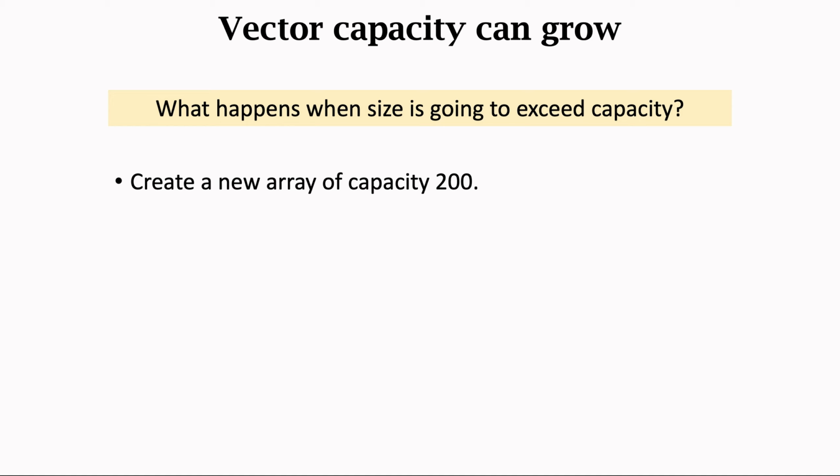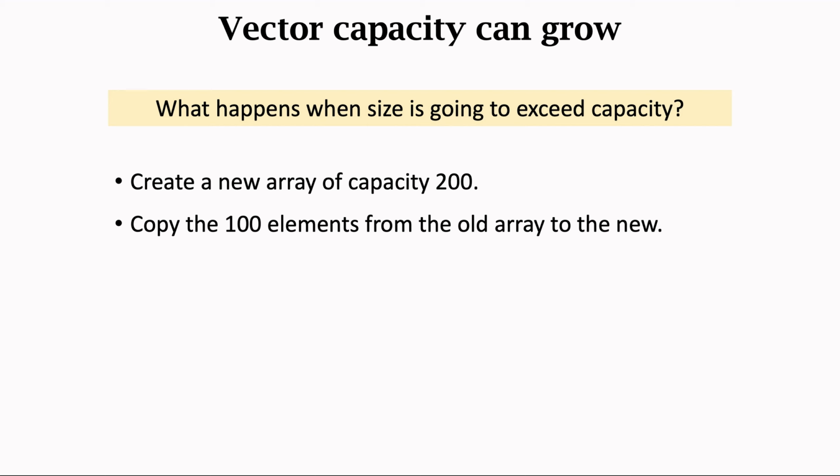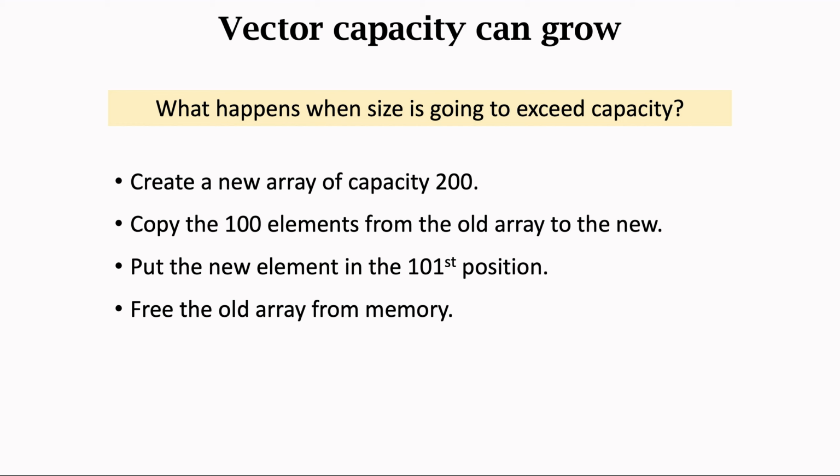A new array of capacity 200 is created. All the 100 elements in the old array are copied to the new array. Put the new element in the 101st position. Finally, free the old array from memory. This process is slow, so the library tries to avoid it. The library uses the strategy of allocating more space than the current size. While it doesn't need 200 spaces for the 101 elements, the vector reserves more vacancy in case of future needs.